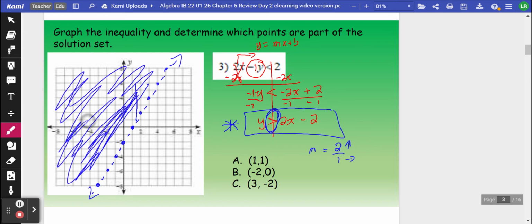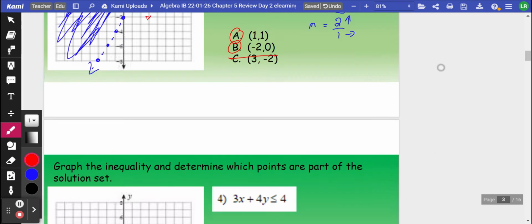And so which of these are solutions? 1, 1 is a solution. -2, 0 is a solution. 3, -2 is over here. That is not a solution. So it's A and B again. Okay, last graph for the video.